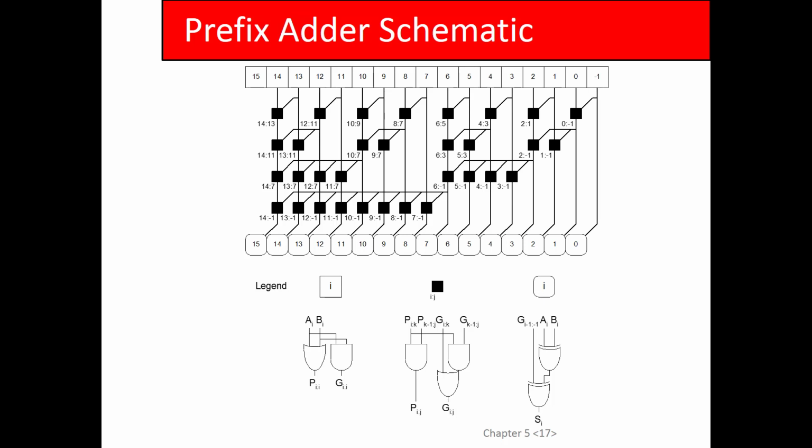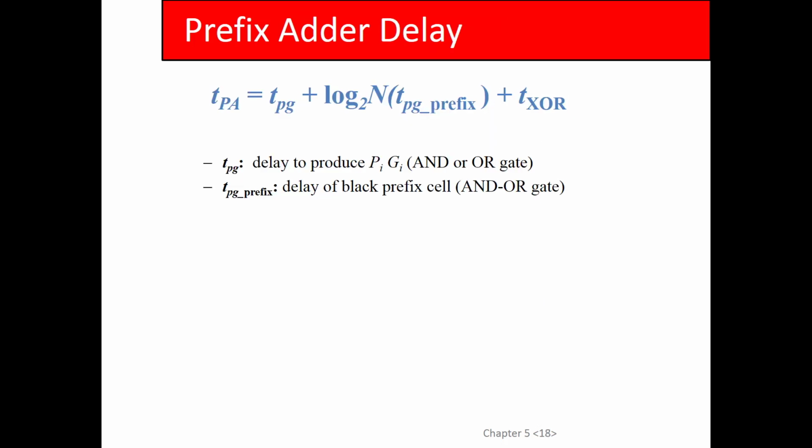I think that puts it in more concrete terms, right? So this box is looking at the generate and the propagate of the bit of column 2 and column 1, right? And from that you can build up a tree. So the advantage of this is the delay: this adder scales as a log base 2 of n.